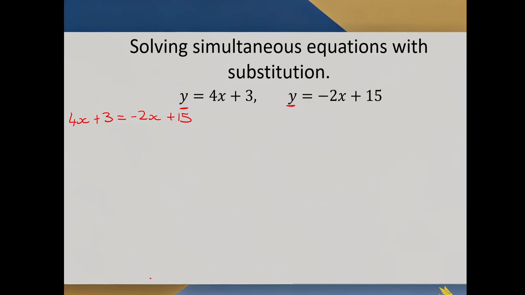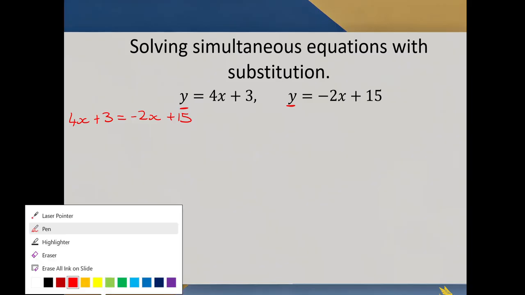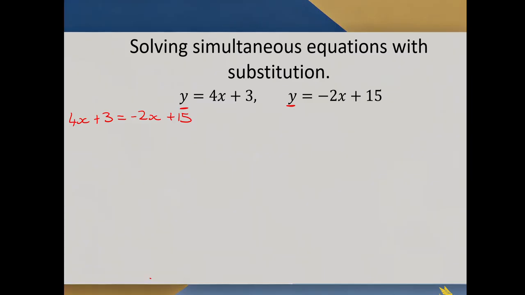So the next step is I will change color, and I'm going to get my x's to one side. I'm just going to underline my x values, and that means I'm going to plus 2x to both sides. Now with this, I'm just going to go 4 plus 2 equals 6, 6x plus 3 is equal to 15.